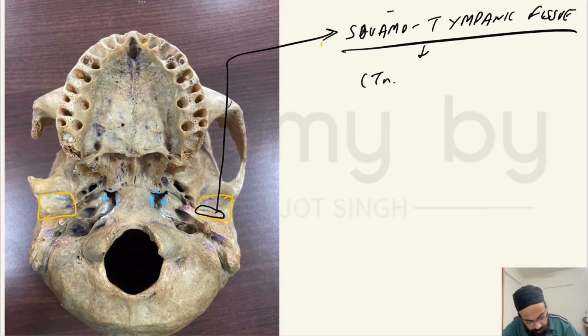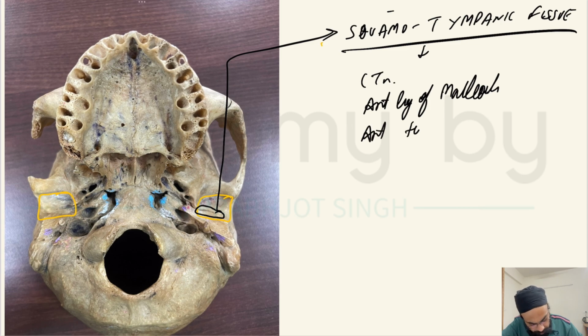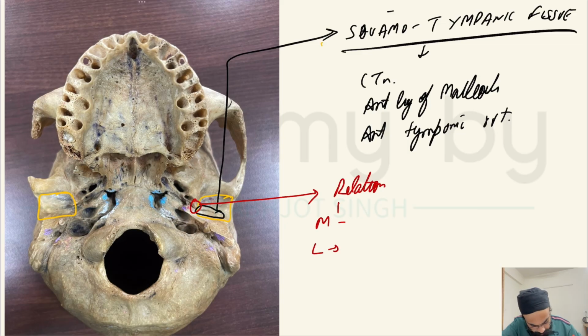तो इससे क्या पास करता है? इससे पास करती है chorda tympani nerve and the ligament of malleus and anterior tympanic artery. एक इंपॉर्टेंट चीज रह गई थी, ये आपको जो स्पाइन ऑफ स्फेनॉइड था, स्पाइन ऑफ स्फेनॉइड के रिलेशंस, medial and lateral. Medially you have the chorda tympani nerve and laterally you have the auriculotemporal nerve.